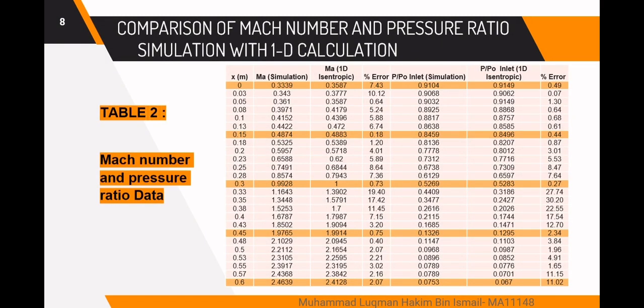As you can see, we have completed table 2. This shows the variation of the data, which is Mach number simulation, Mach number isentropic, and the percentage of error of the Mach number isentropic, pressure ratio simulation, and the calculated pressure ratio 1D isentropic, and also the percentage of error.